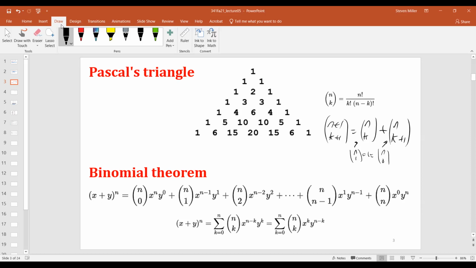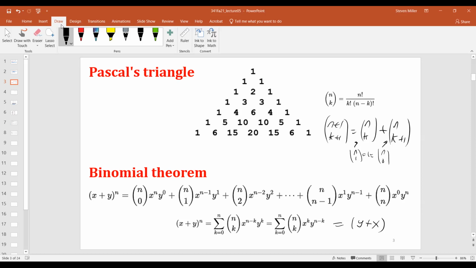X plus y to the n is the following sum. It's the sum of n choose k, x to the n minus k, y to the k, or as most of us prefer, x to the k, y to the n minus k. By symmetry, it doesn't really matter. The simplest proof that it doesn't really matter is that addition is commutative, so this is the same as y plus x. That's the easiest way to prove that these two expressions have to be the same.